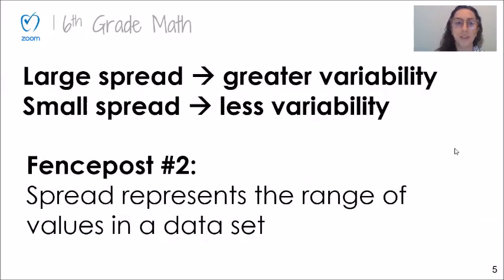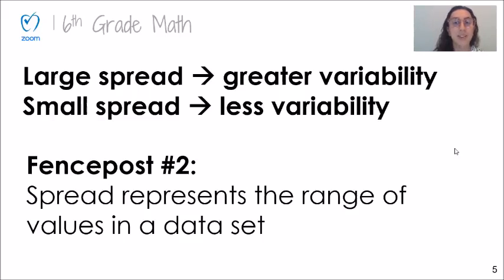So, for example, if on a recent math quiz, there was a scholar that scored as low as a 10% and a scholar that scored as high as a 100%, we would say that's a large spread from 10 to 100. But if every scholar in the class scored between an 80 and a 90, that would be a smaller spread because all of the data points were a lot more concentrated between those two numbers.